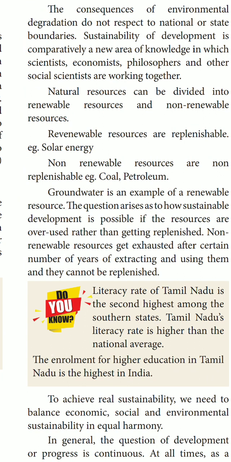So there is one box also. The literacy rate of Tamil Nadu is the second highest among the southern states. Among the states, which is the second highest literacy rate? Tamil Nadu. At the same time, Tamil Nadu's literacy rate is higher than the national average. The enrollment for higher education in Tamil Nadu is the highest in India. Sometimes they may ask a one word question also: which state has the highest literacy rate among the southern states? Tamil Nadu's literacy rate is higher than the national average.